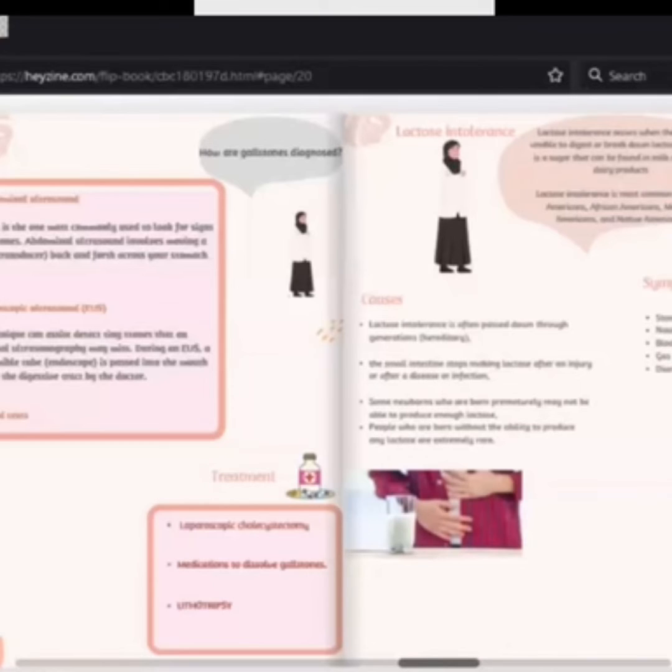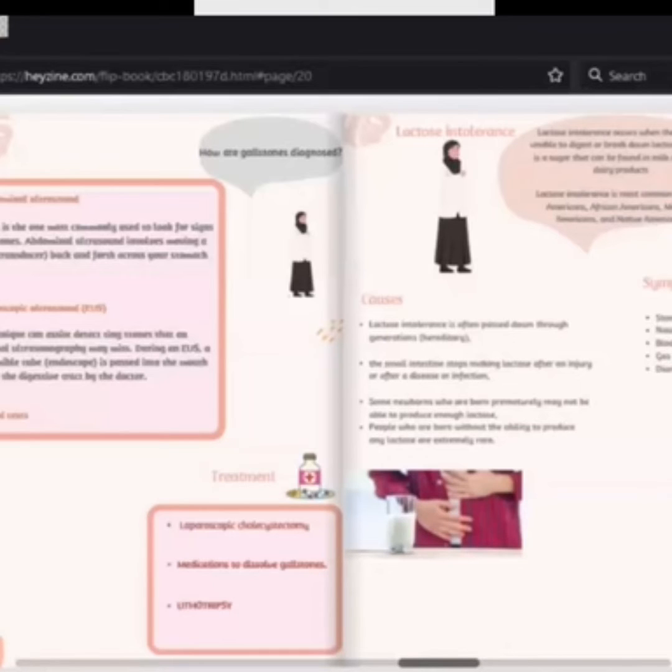Now let's talk about symptoms. Lactose intolerance symptoms commonly appear 30 minutes to 2 hours after eating or drinking lactose-containing foods. The symptoms: 1. Stomach cramps. Number 2, nausea. Number 3, bloating. Number 4, gas. Number 5, diarrhea.